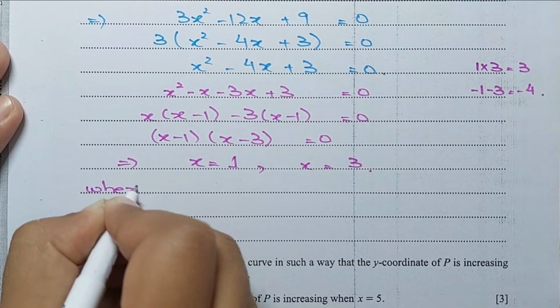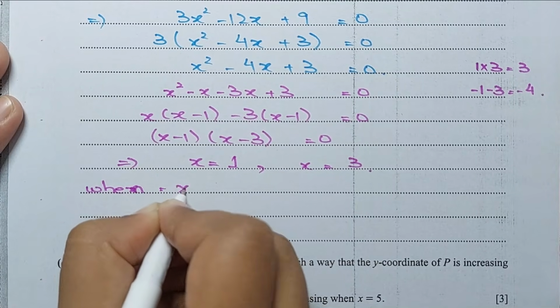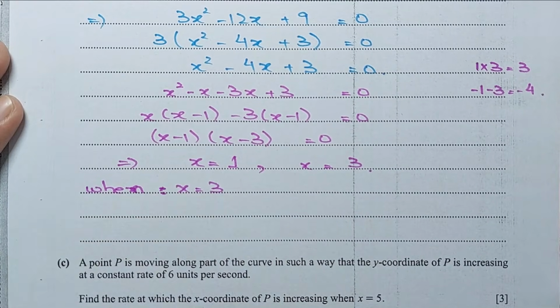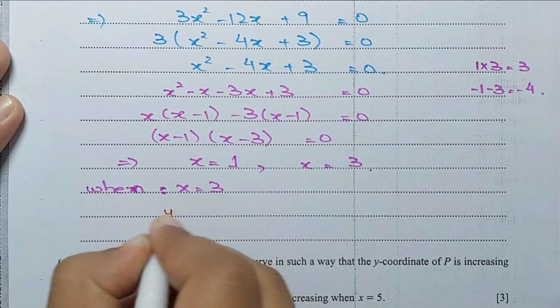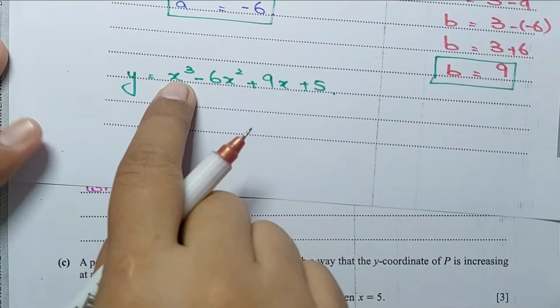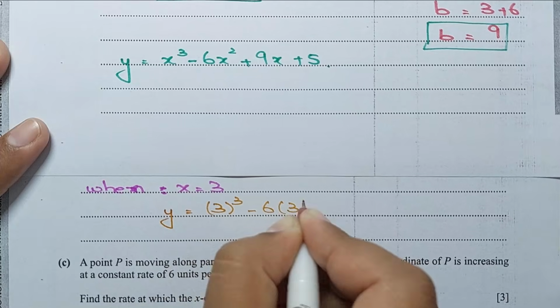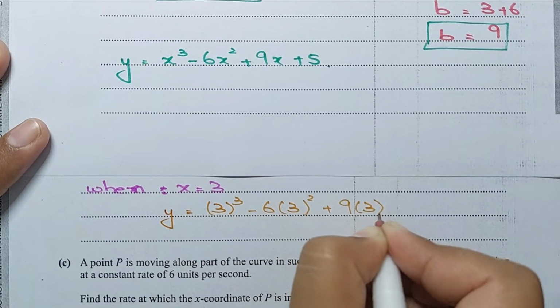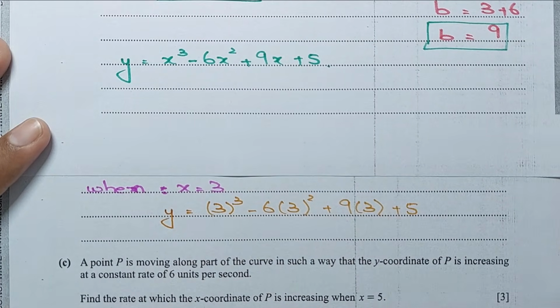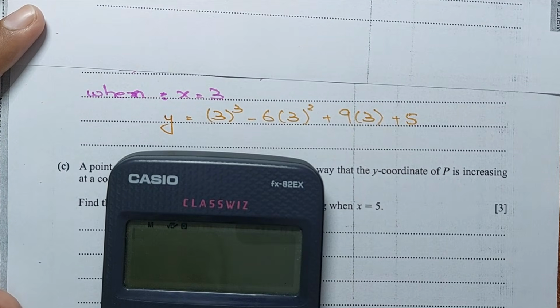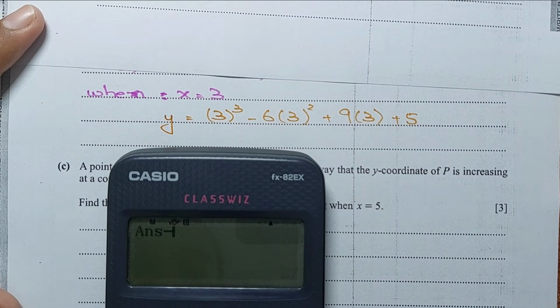So when x is equal to 3, we have to solve for y. The equation of the curve is y equals x cubed minus 6x squared plus 9x plus 5. I'm substituting x equals 3 over here: 3 cubed minus 6 times 3 squared plus 9 times 3 plus 5. Simplify: 3 to the power 3 minus 6 into 3 squared plus 9 times 3 plus 5.